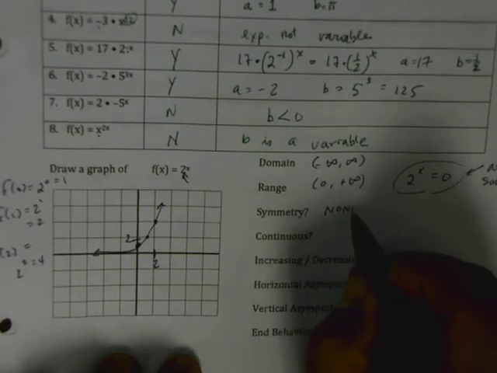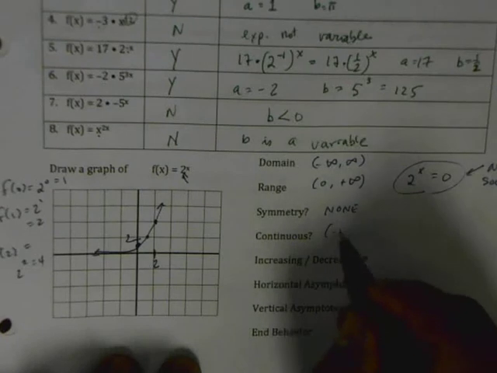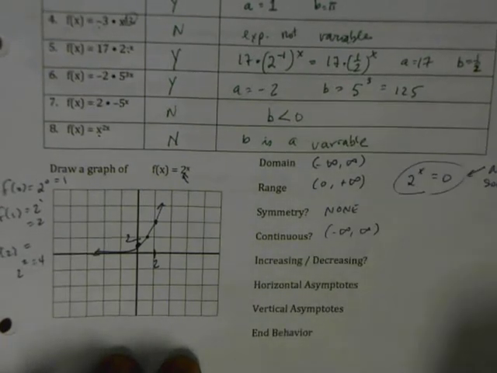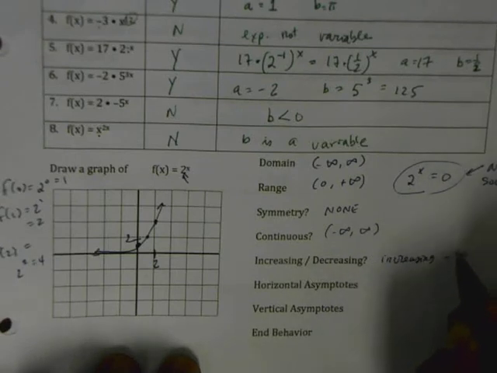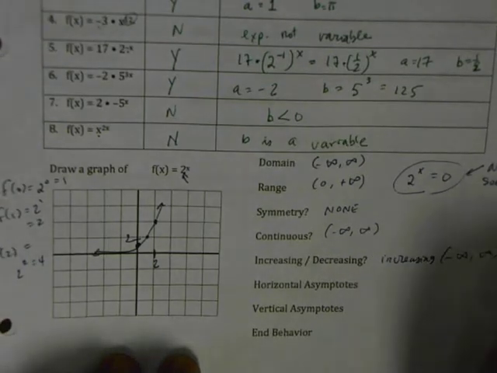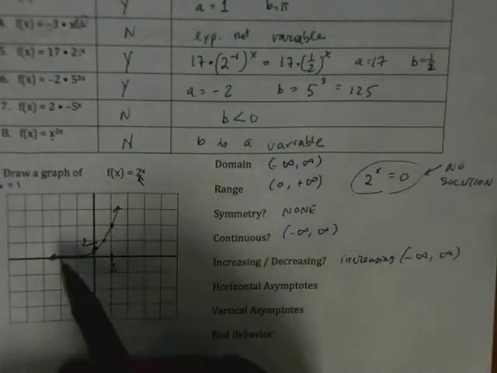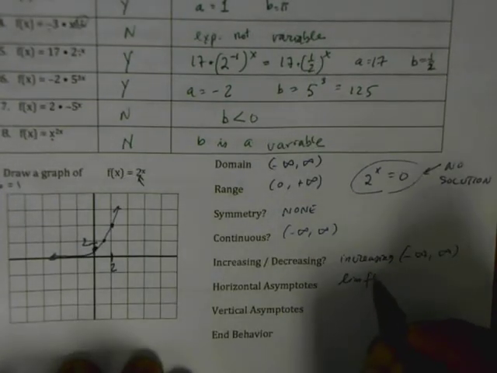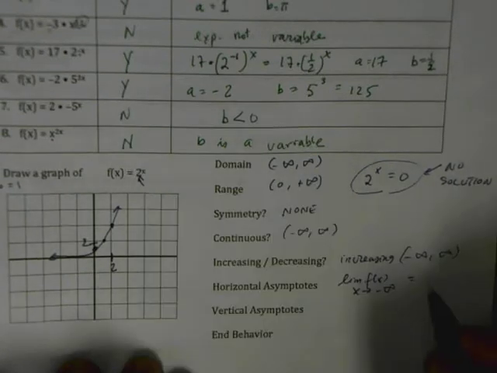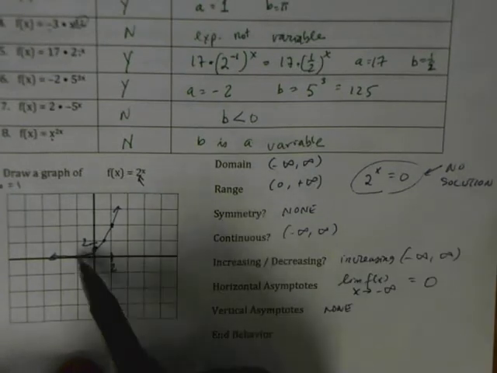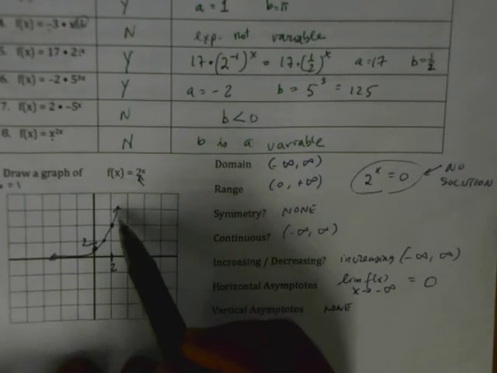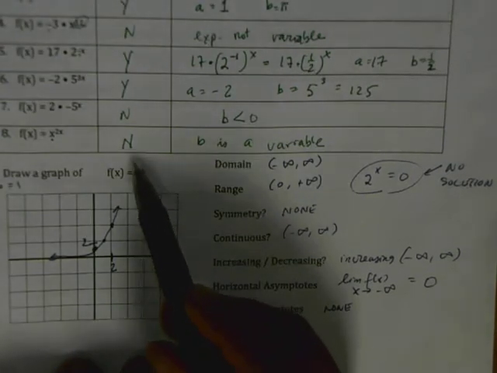There's no symmetry here. It's always continuous from negative infinity to positive infinity. It is always increasing from negative infinity to positive infinity. We know that it's never going to touch 0, so it has an asymptote here. And this is an asymptote as x approaches negative infinity. The function is going to approach 0. There are no vertical asymptotes because as you go towards the right, this line here just explodes and goes straight up forever. It's not going to approach any particular finite value.